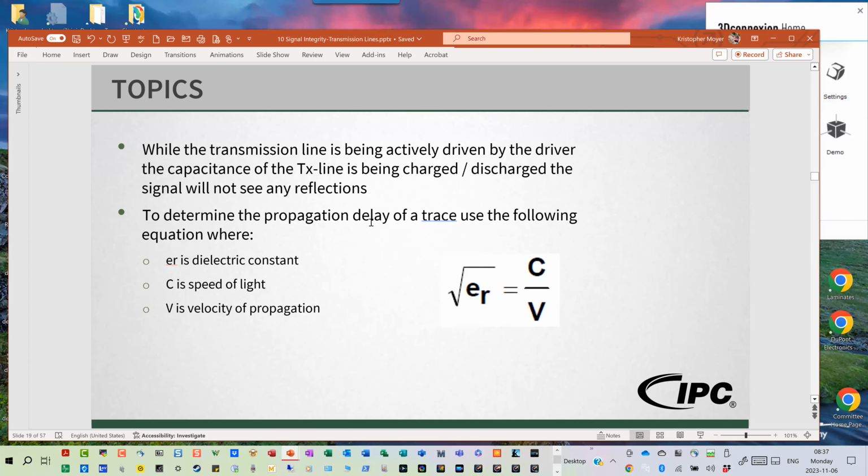To determine the propagation delay of the trace, so we already talked about this on the previous slide, we use the following equation: root epsilon sub r equals C over V, where epsilon r is our dielectric constant, C is speed of light, V is velocity of propagation. So here's a fun little thought experiment I like to do with this.